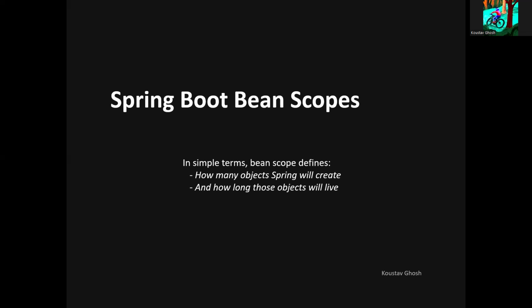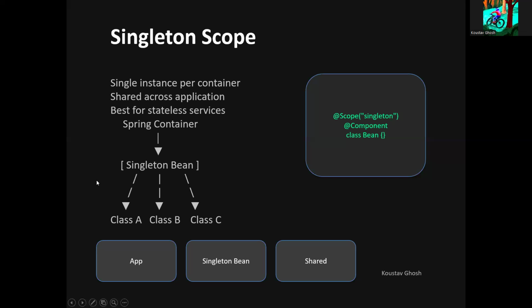So bean scope basically defines how many objects Spring will create and how long those objects will live. So basically, it controls the life cycle and visibility of a bean. Clear? So let's start with the most important one. Going to the next slide, that is the singleton bean scope.